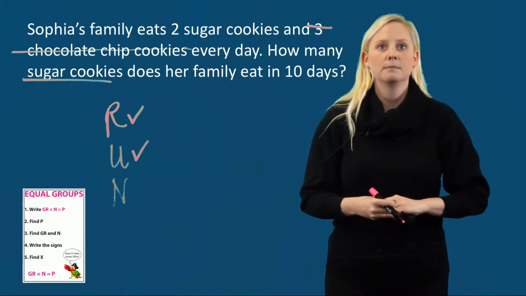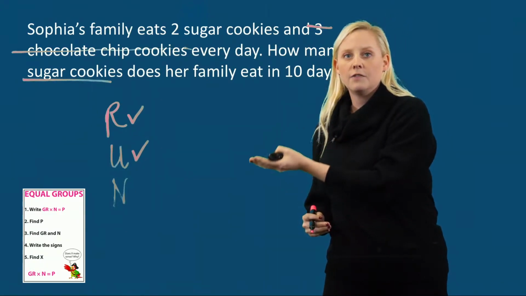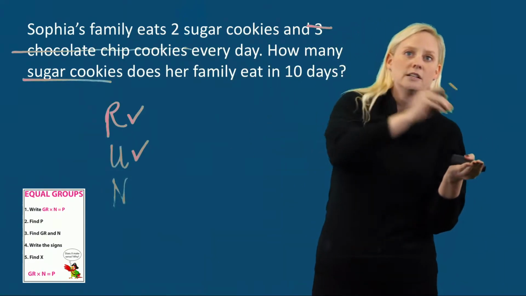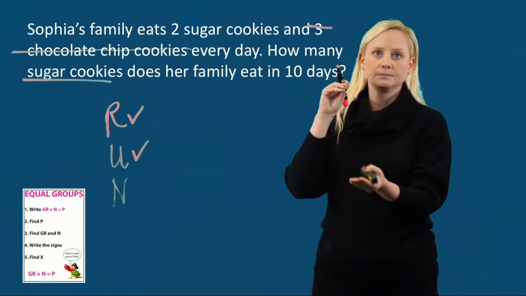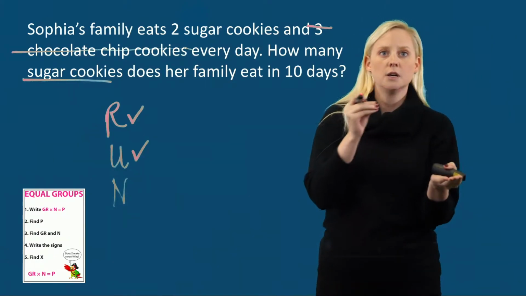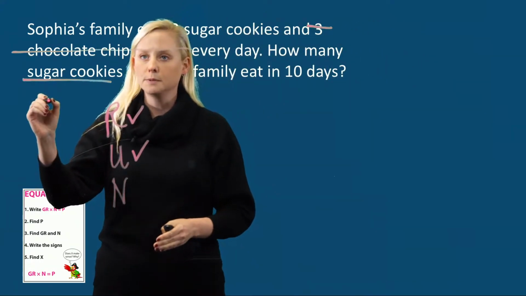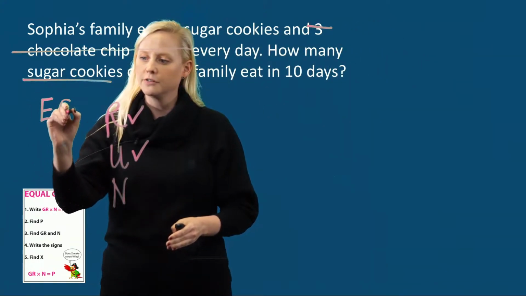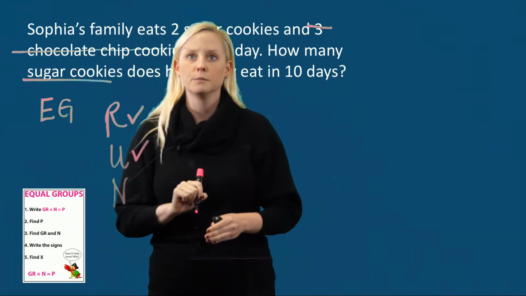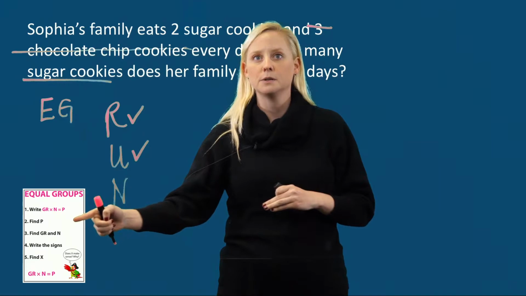In this problem, I see that we have 10 days, and for each of the 10 days, we ate 2 sugar cookies. So I know that this problem is about groups with an equal number in each group. To help me remember that this is an equal groups problem, I'm going to write an EG over here to stand for equal groups.